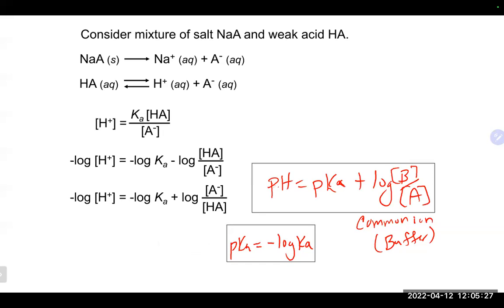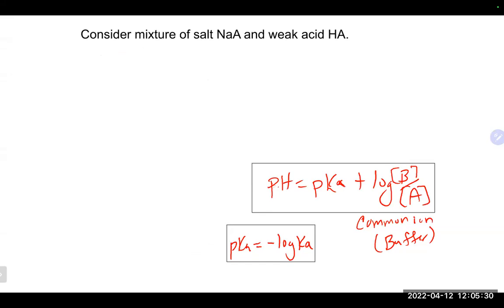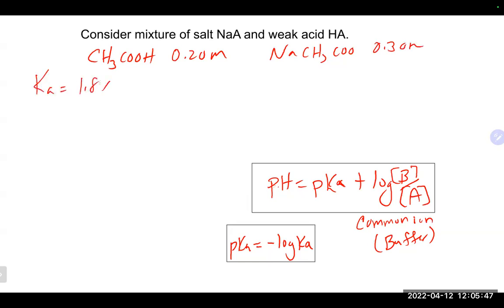So if we look at that situation that we were just dealing with, we had acetic acid, which was 0.2 molar. We had sodium acetate, which was 0.3 molar, and we had a Ka value of 1.8 times 10 to the minus 5. If you could recognize both of these things as basically being related to each other, and here we see our common ion, we could go directly into the Henderson-Hasselbalch equation.